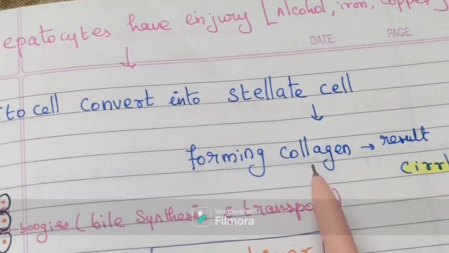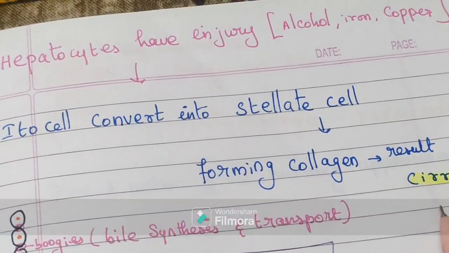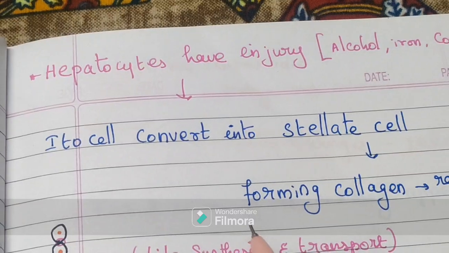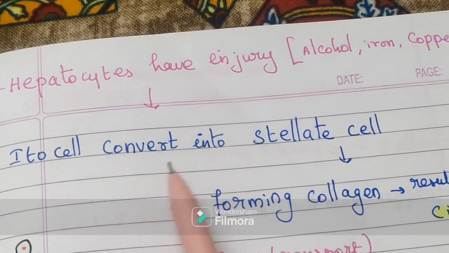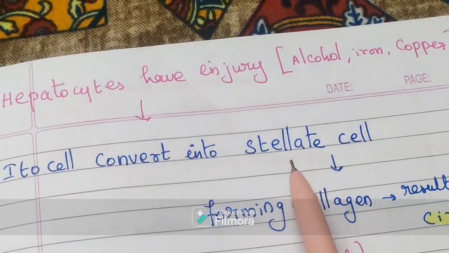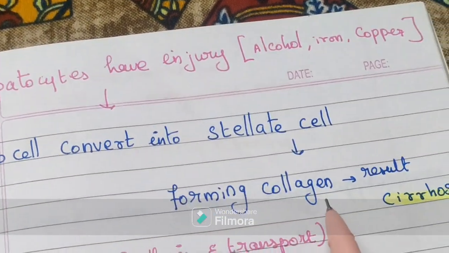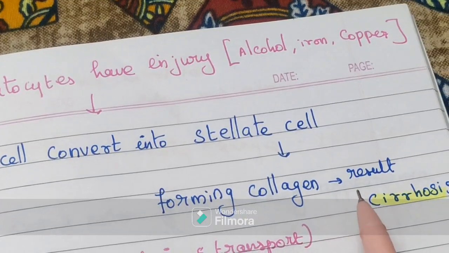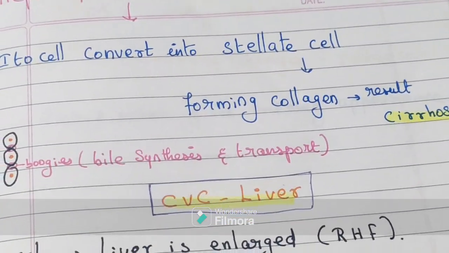It starts forming collagen, and this collagen will result in cirrhosis. So because of any reason, this Ito cell will be converted into a stellate cell. This stellate cell forms collagen, and that collagen causes cirrhosis of the liver.